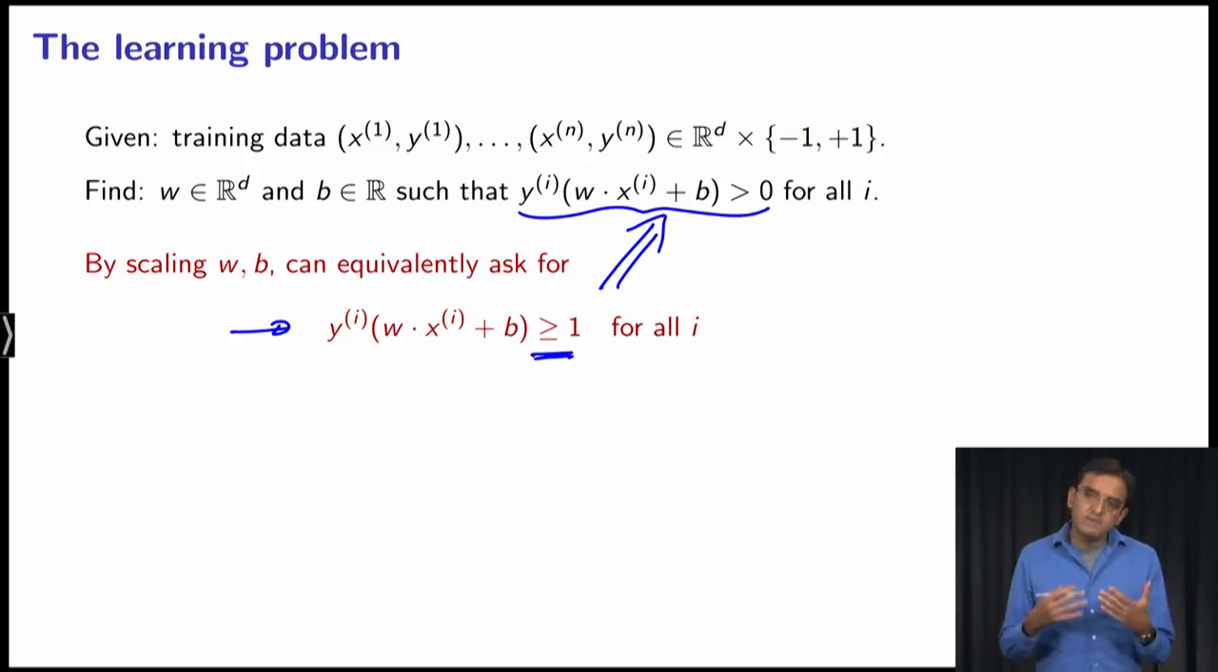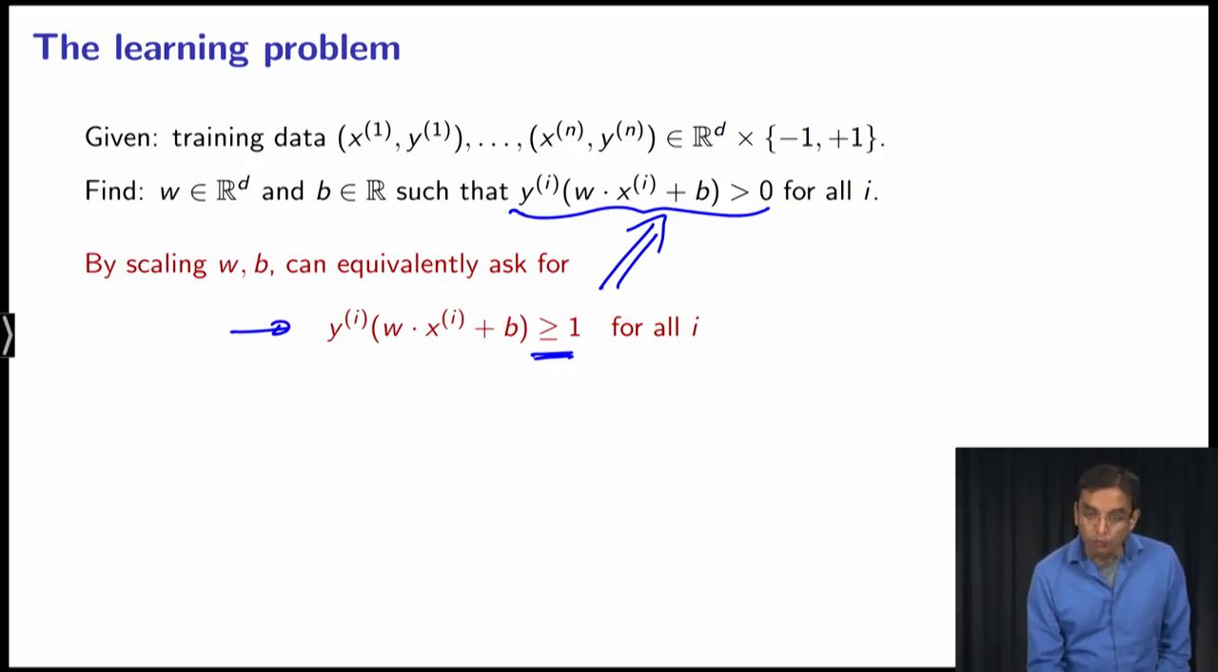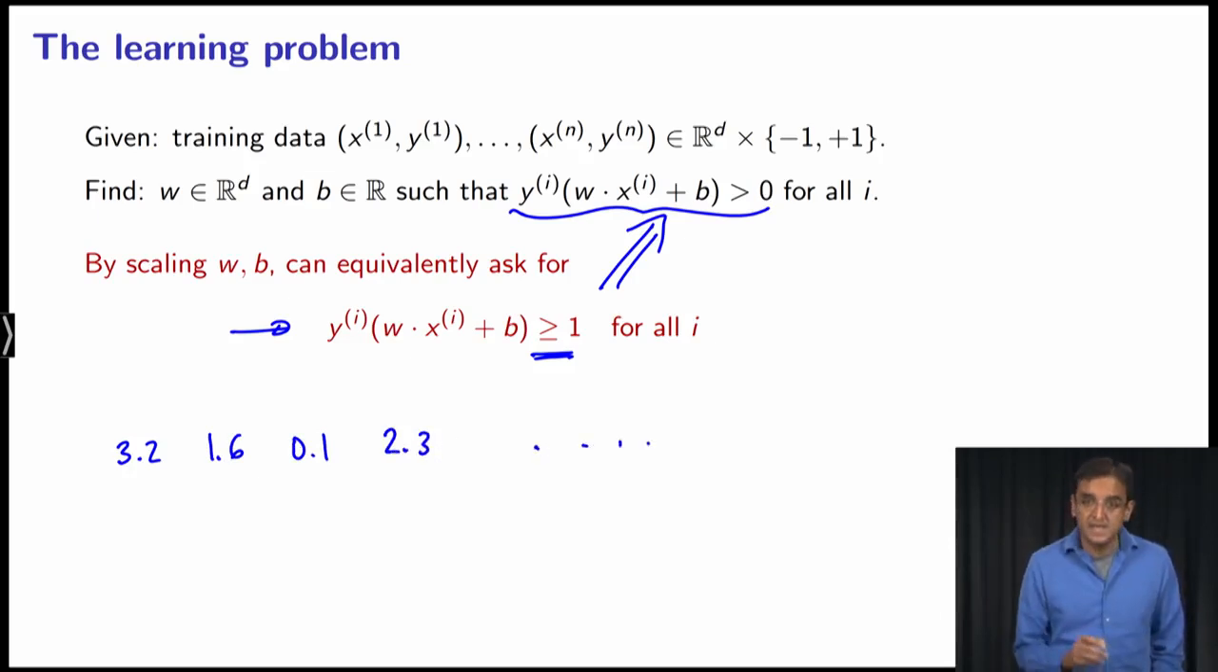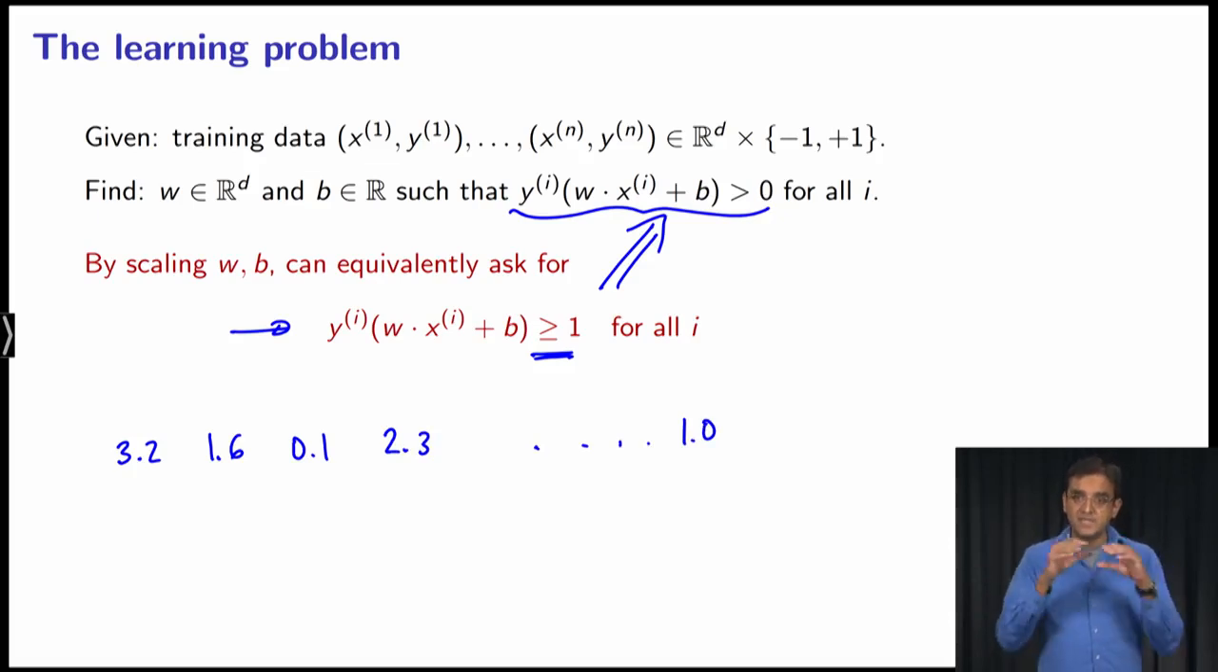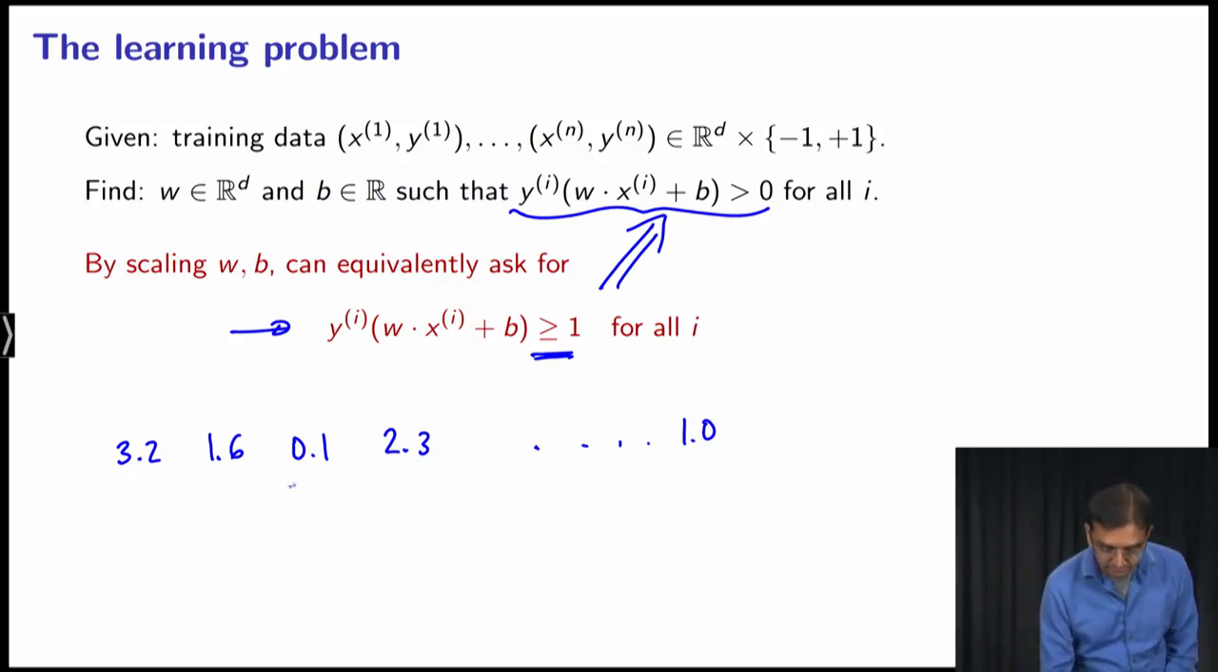Okay, so let's say you manage to find a W and B such that for all the training points, y times W.x plus B is greater than 0. So let's look at what these values actually are. Maybe for the first training point it's 3.2, something greater than 0. Maybe for the next training point it's 1.6. Maybe for the next one it's 0.1. Maybe for the next one it's 2.3. And all the way to the nth point, maybe it's 1.0. Okay? So we have these n different numbers, and they're all greater than 0. Let's look at the smallest of them. Let's say it's this one, and let's call it epsilon.